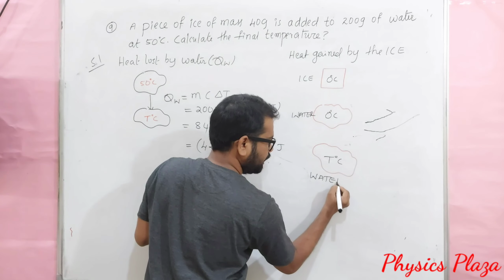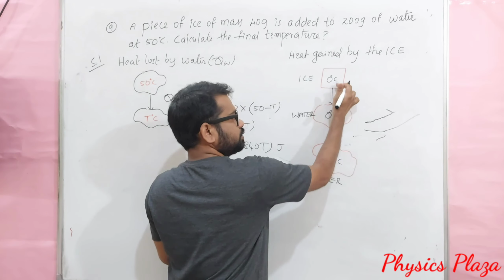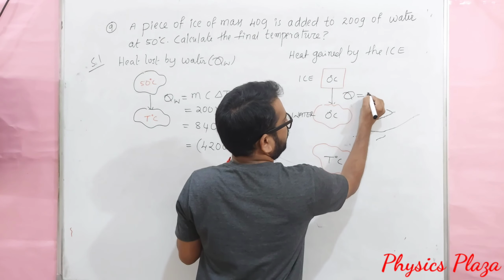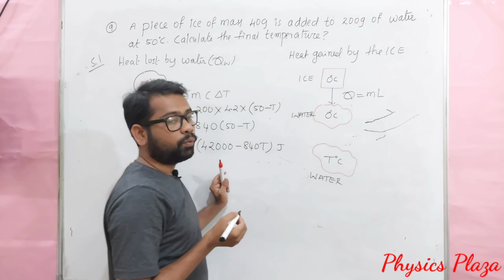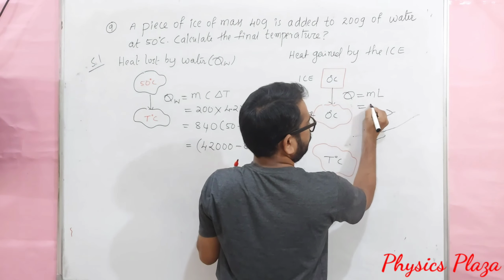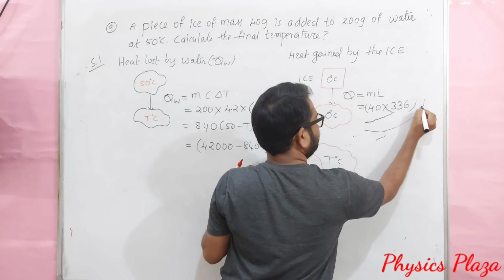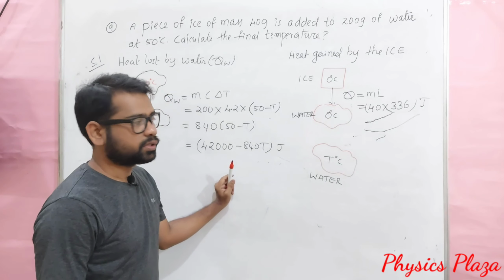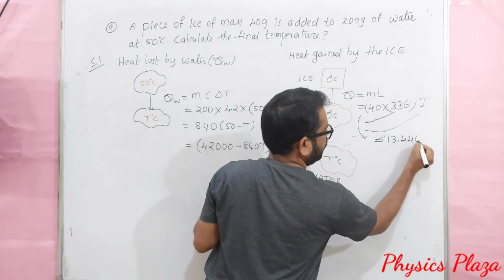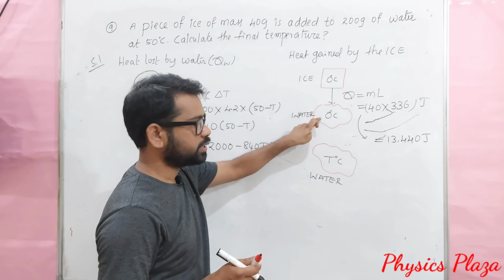So children, now let us calculate the heat gained individually. Look at here, in this case there is no change in temperature, rather there is a change in state. So here Q is equal to mL. The mass of the ice is given as 40 grams. It will be 40 into 336 joules. We are going to get 13,440 joules of heat energy absorbed to convert 0 degrees Celsius ice to 0 degrees Celsius water.